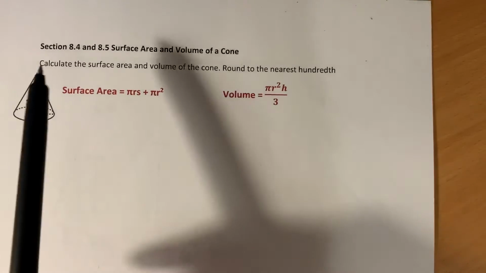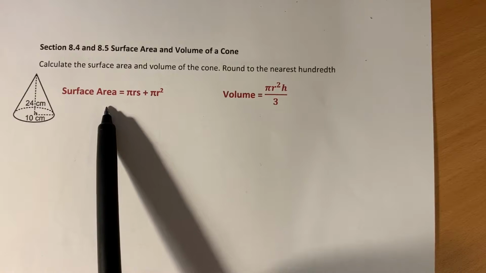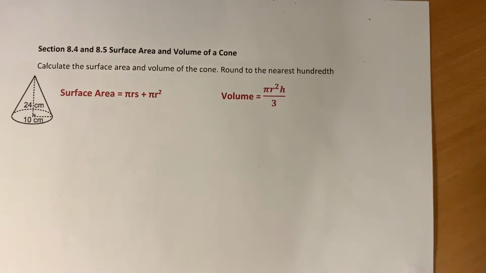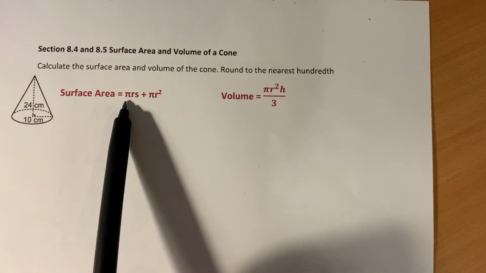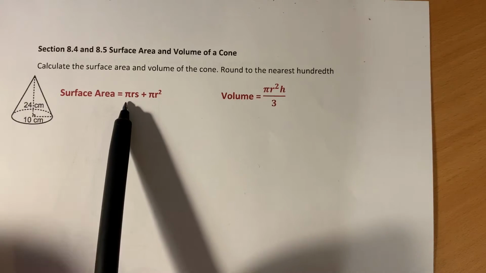Okay, so now let's look at section 8.4 and 8.5 that deal with the surface area and volume of a cone. So I have the surface area formula and I have the volume formula. So let's have a look at the surface area for a moment. This is pi, which is approximately 3.14. Your textbook actually uses the pi button.